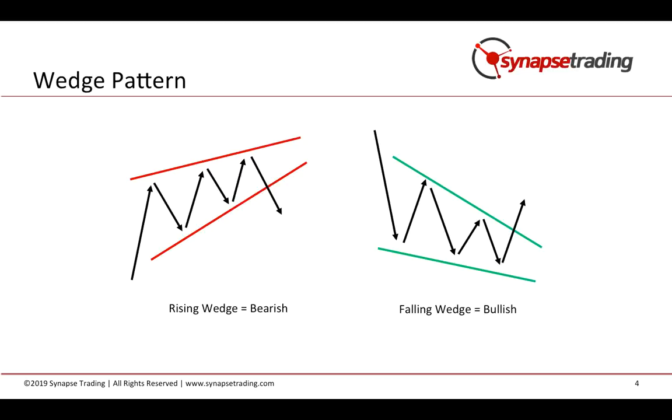Sometimes people tend to get confused because they think that the word rising is bullish. It's the opposite, because a rising wedge is bearish, whereas a falling wedge is bullish. This is something you need to keep in mind whenever I use the terms rising wedge and falling wedge.